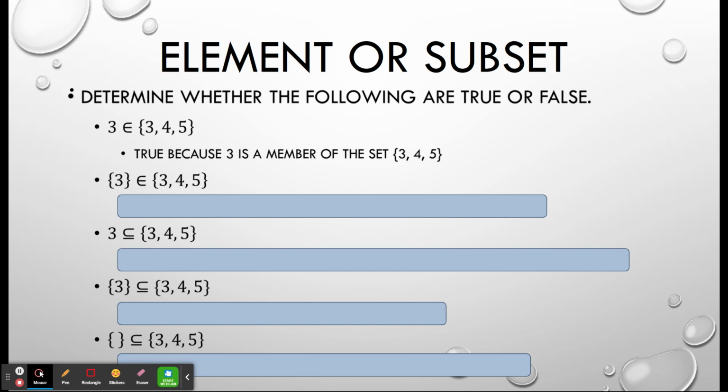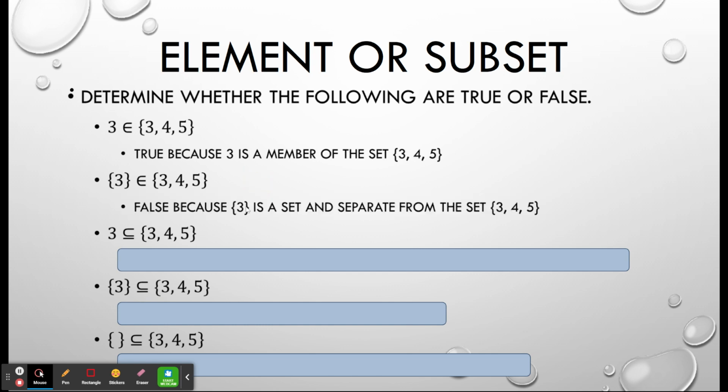The next one: the set {3} is an element of the set {3, 4, 5}. Nope, that's not going to work out, because the set {3} is a set and separate from the set {3, 4, 5}. When you see the braces, you're thinking of this as the set of the number 3, and this is the set of the numbers 3, 4, 5.